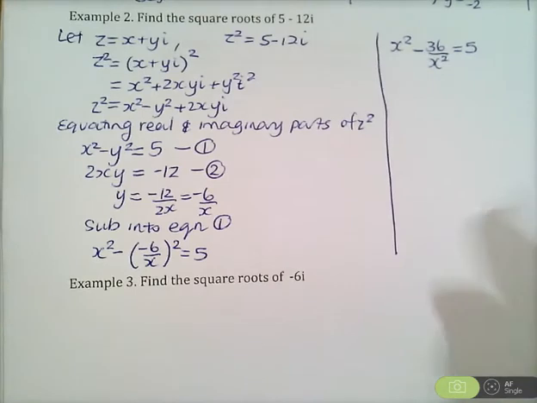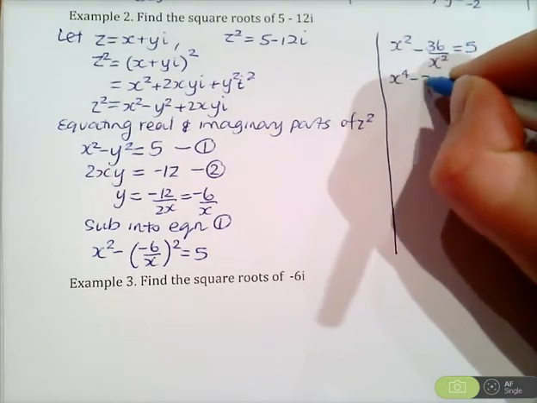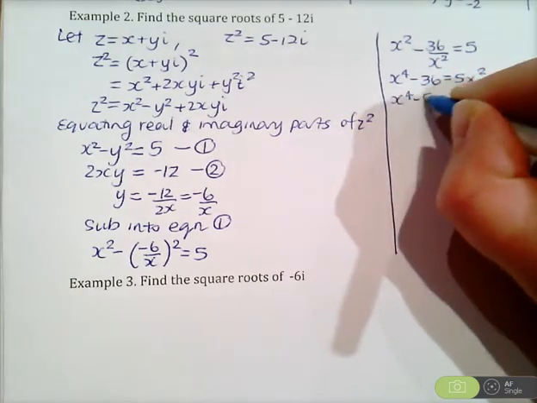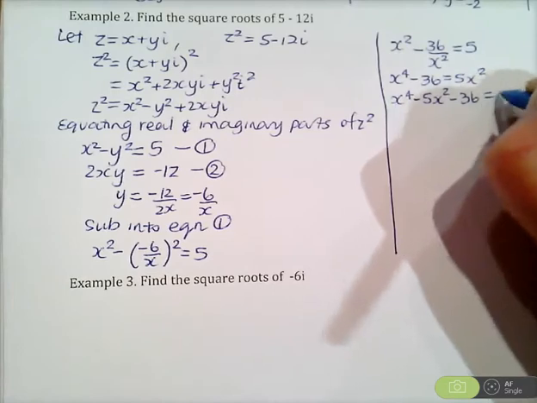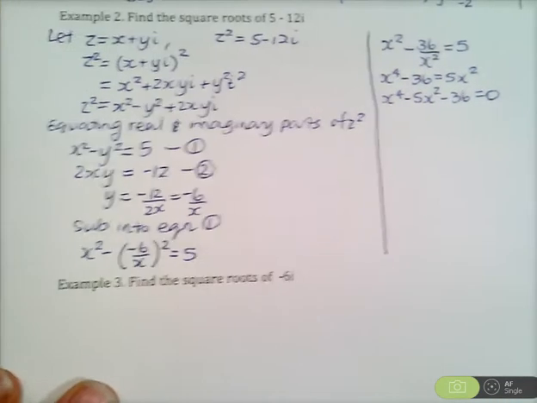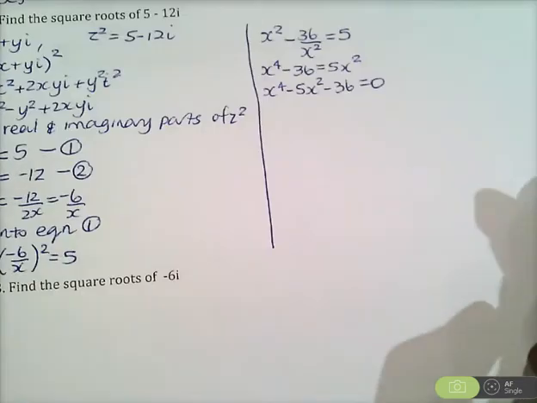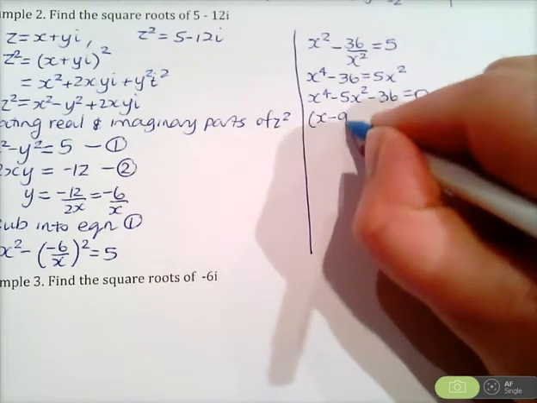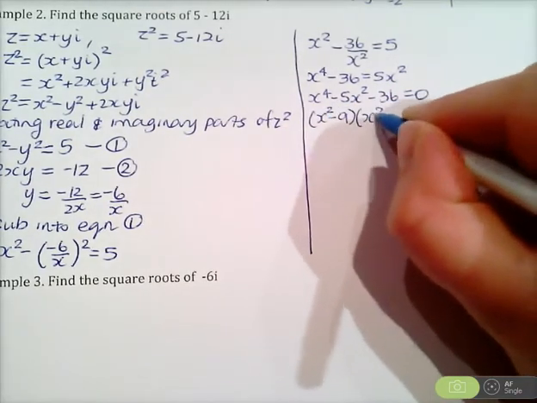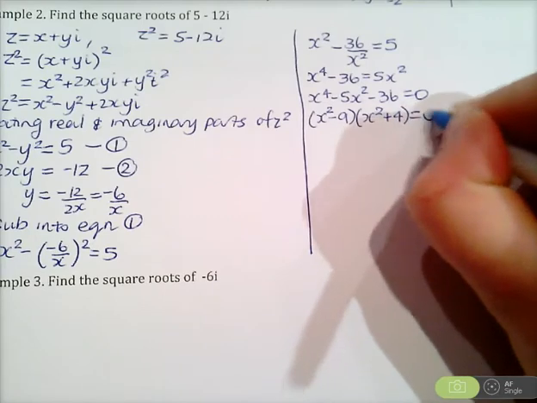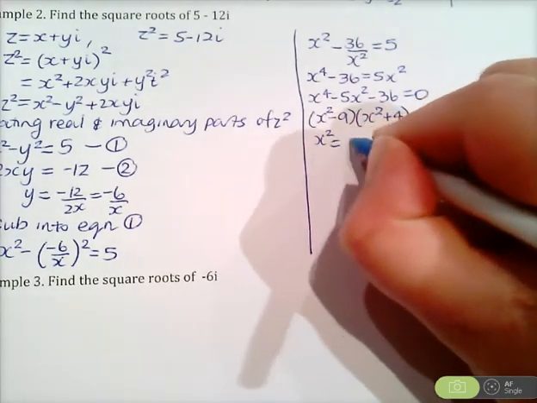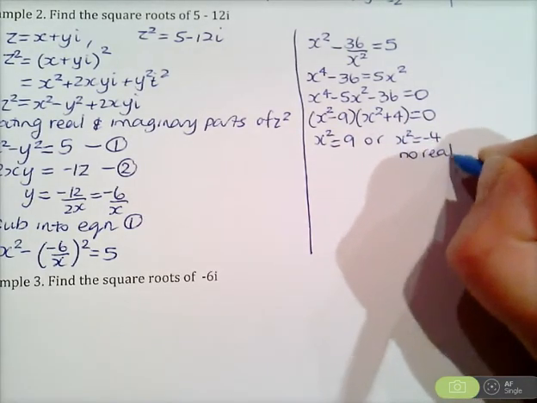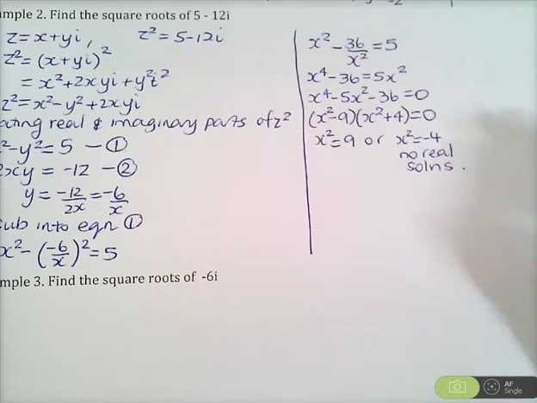Multiplying through by x squared, we get that x to the 4 minus 36 equals 5x squared. Bringing the 5x squared over, you get that equal to 0. x to the power of 4 minus 5x squared minus 36 equals 0. Now we can factorize. (x squared minus 9) times (x squared plus 4) equals 0. And so therefore x squared is 9, or x squared is -4. That has no real solutions for x.